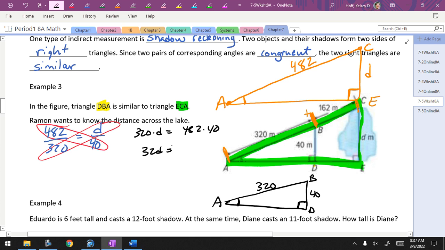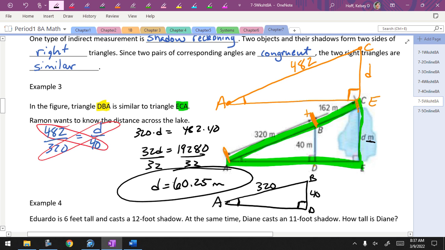Where is your work? I'm trying to steal a number from you and you didn't write it down. What is 482 times 40? Like that? Okay, thank you. Then, Bryce, when you divide by 32, you get 60.25, and we're going to put the meters on it. 60.25 meters. You might get decimals today. If you get a decimal that's really long and crazy and fills up your whole screen, you probably did something wrong. Okay, 60.25 is not so bad. 1 decimal point or 2, you're gonna be good.